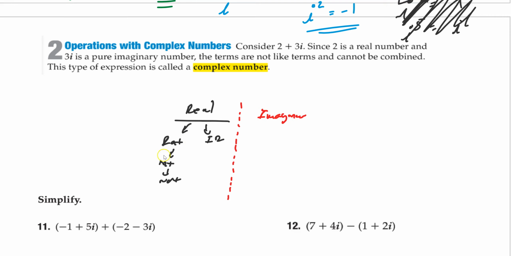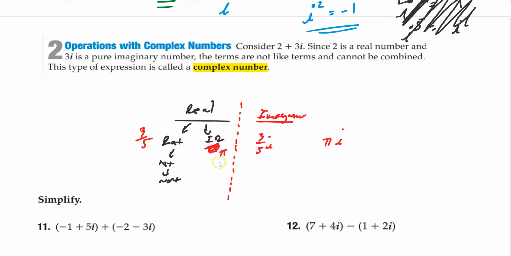Where you can take any number you have in here, like a rational number, let's say 3/5, and I can make it imaginary. Just add i to it. Boom, it's imaginary. You can take an irrational number like pi, and make that imaginary by just adding an i to it. Now it's an imaginary number.